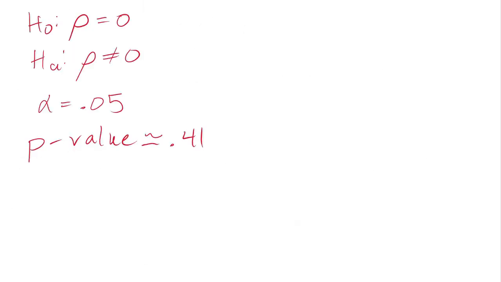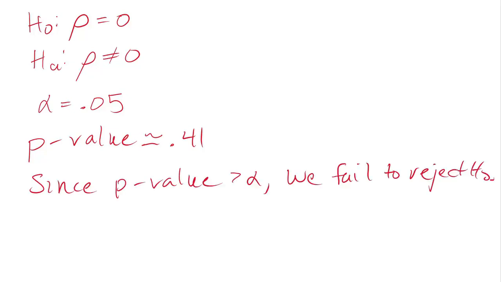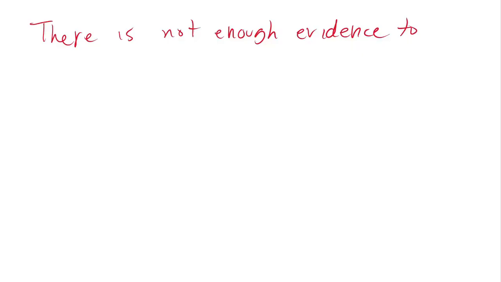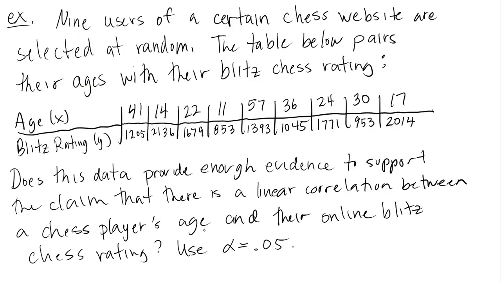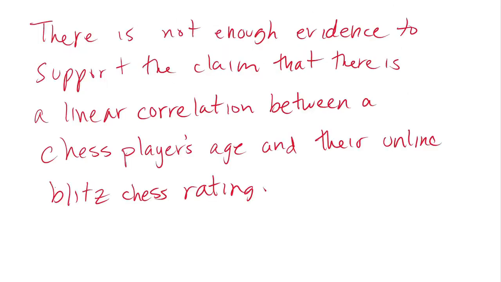And when the p-value is larger than alpha, we cannot reject the null hypothesis. If we can't reject the null hypothesis, it means the claim that there's no linear correlation is plausible. And therefore, we cannot support the claim that there is a linear correlation between these two variables. There is not enough evidence to support the claim. And what was the claim? That there's a linear correlation between a chess player's age and their online blitz chess rating. We cannot support this claim based on the evidence that we have.